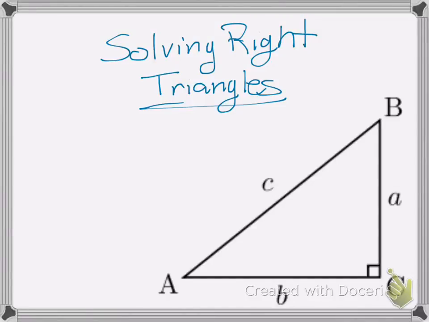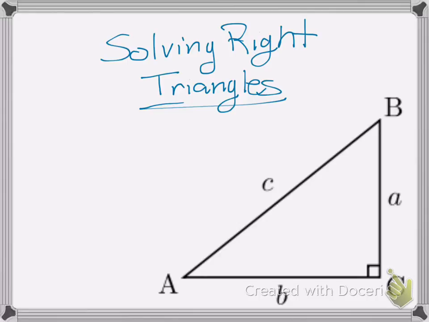Hi everybody. We've been using our trig functions, sine, cosine, and tangent, and the inverses, the arcsine, the arccosine, the arctangent, to find either missing sides or missing angles from right triangles. Today, we're going to try to figure out how to solve right triangles.